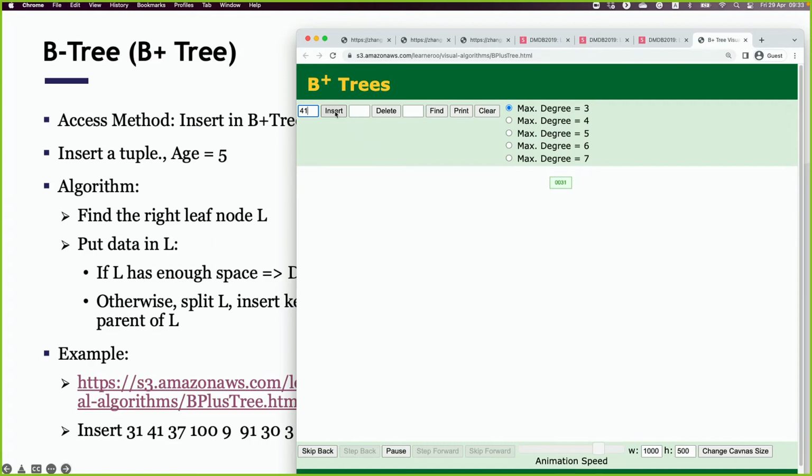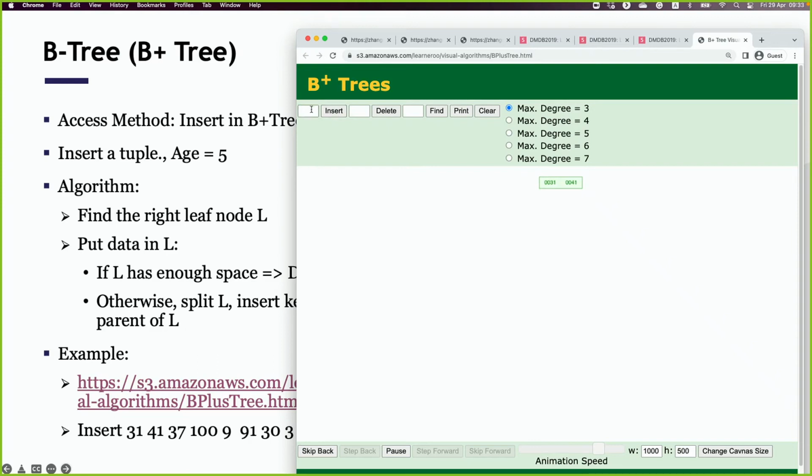So I will first find that page. Because I have one page, I don't have a choice, it's that page. And I have one empty slot in that page, so I can just put 41 there. So it's very clear to see what happened. You find the page, you put that in, done.